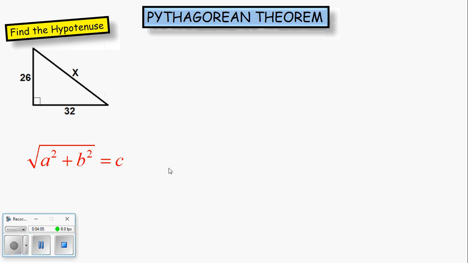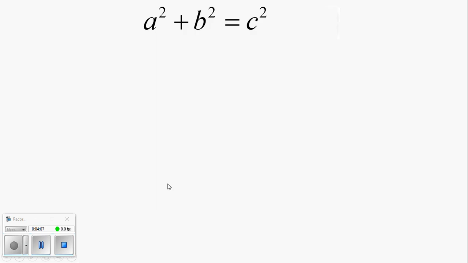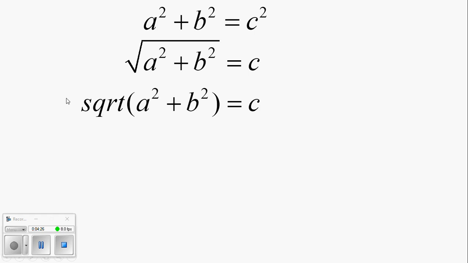So this is what we're going to have to do for our formula here. We have this formula, a squared plus b squared equals c squared. That's the Pythagorean theorem. And we rearrange it to look like this. The square root of a squared plus b squared equals c. Now, problem number one. There's no square root button on your computer, so instead we're going to have to use the computer's code for a square root, which would look like this, where we actually type SQRT, and then put in parentheses what we want to take the square root of.